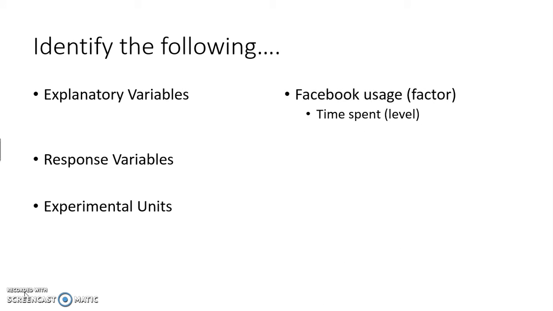Our explanatory variable is Facebook usage. We can also call this a factor because when setting up a treatment, we might actually include more than one variable, a factor, in our treatment. The amount of time actually spent using Facebook would be the level of that factor. And we're going to look at what we decide on our levels for this experiment. Our response variable is going to be happiness, and we'll think about how we're going to measure happiness for this experiment. And our experimental units, we're going to have a human subject.